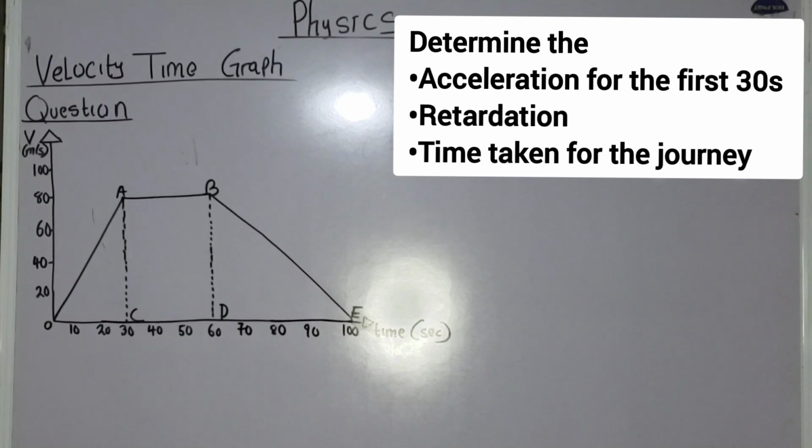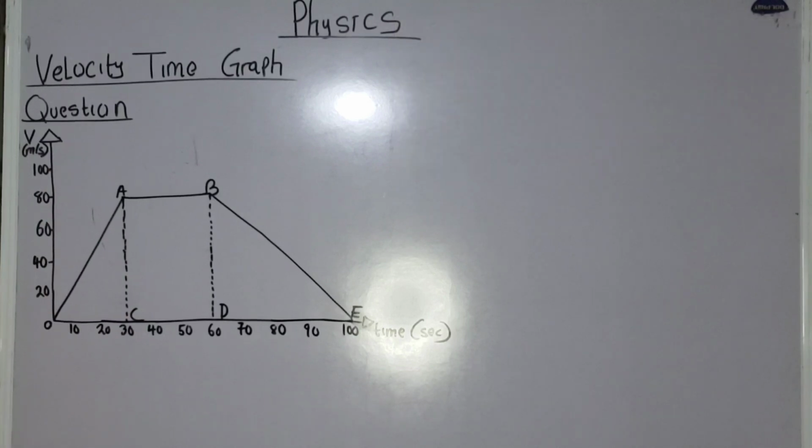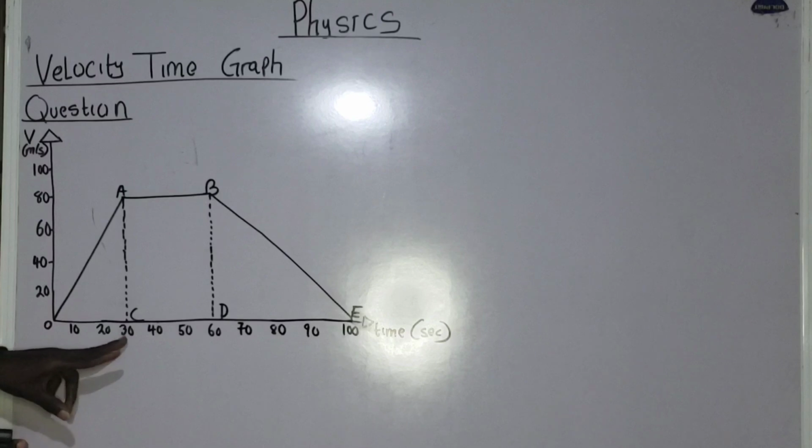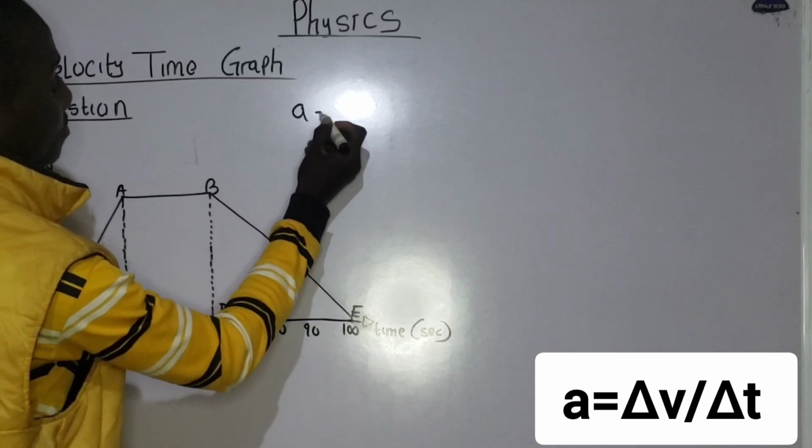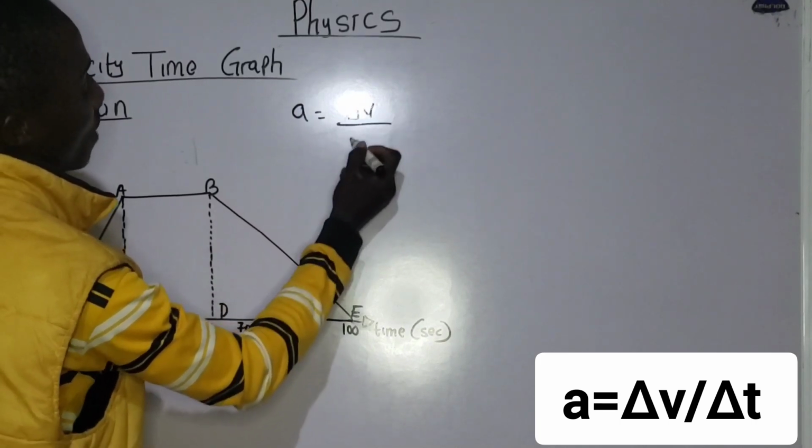Please, I want you to pay attention. In our previous class, I let you know that when we are talking about acceleration in a velocity time graph, acceleration is the gradient at that moment. Now we are asked to determine the acceleration for the first 30 seconds. You can see that this object now uniformly accelerates. Acceleration causes the velocity of an object to increase. So acceleration is given by change in velocity all over change in time.